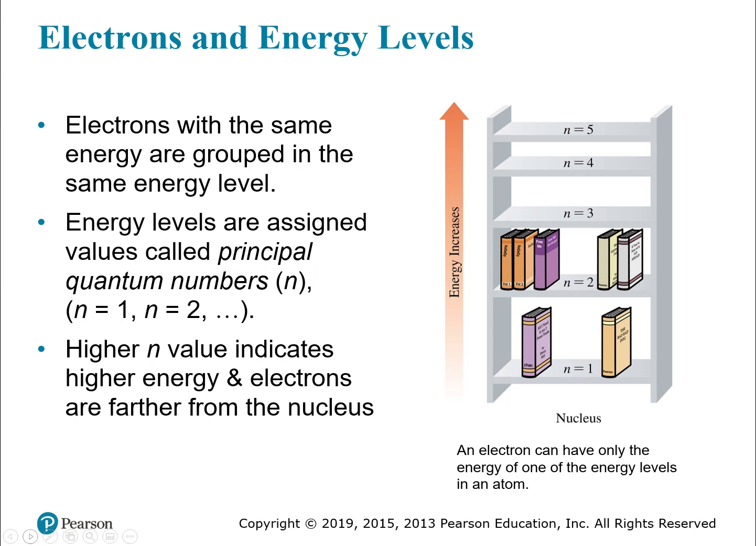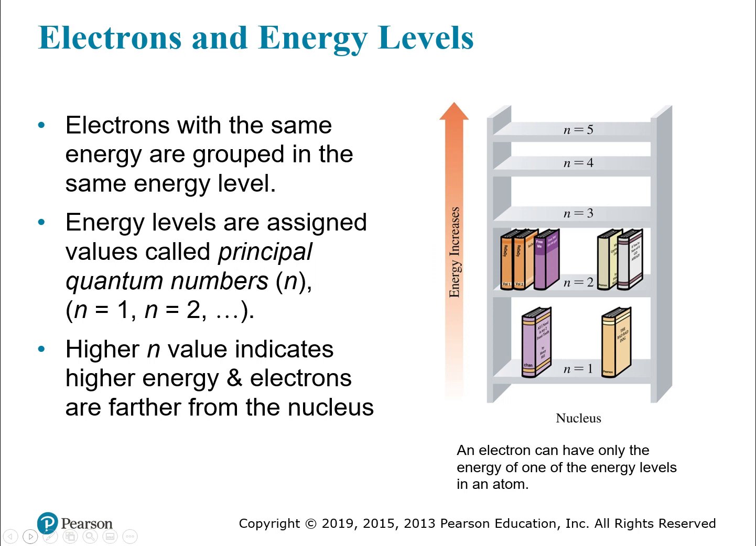There were several models of the atom that led to where we are today, which is the quantum mechanical model. And one of the additions that was made by Niels Bohr, I don't think you need to know that name for this class, but he was the one who came up with the idea of energy levels. All electrons that are within the same energy are grouped in the same level.